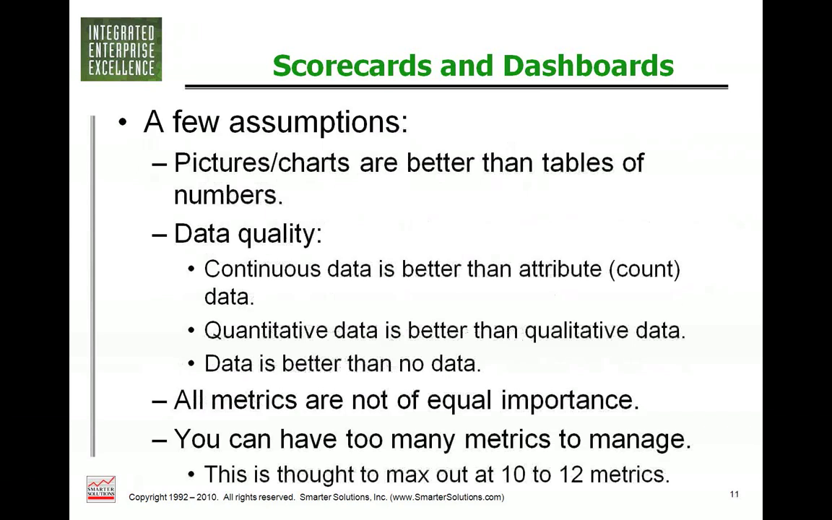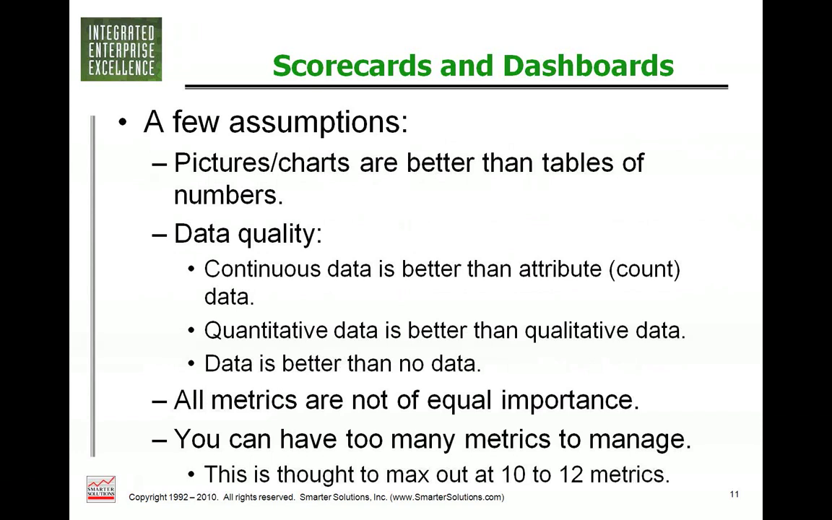Now let's throw in some assumptions we're going to be using to build our scorecards. One, pictures are better than tables of numbers. Hope you all agree. Data quality. Well, continuous data is better than attribute or count data. Quantitative, real numbers are better than qualitative, such as survey data. And I know the last one seems a bit rhetorical, but having data is better than no data. I mean, I've seen scorecards where people put how they feel about it. It's okay or it's not okay. I don't think that's even qualitative.